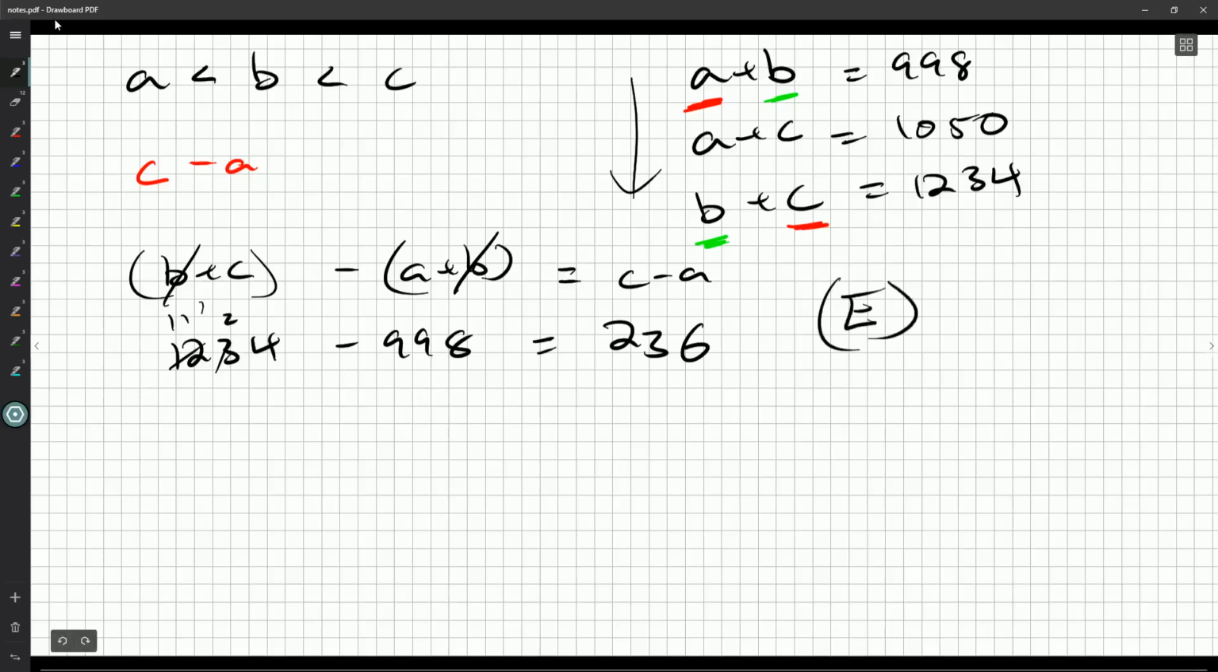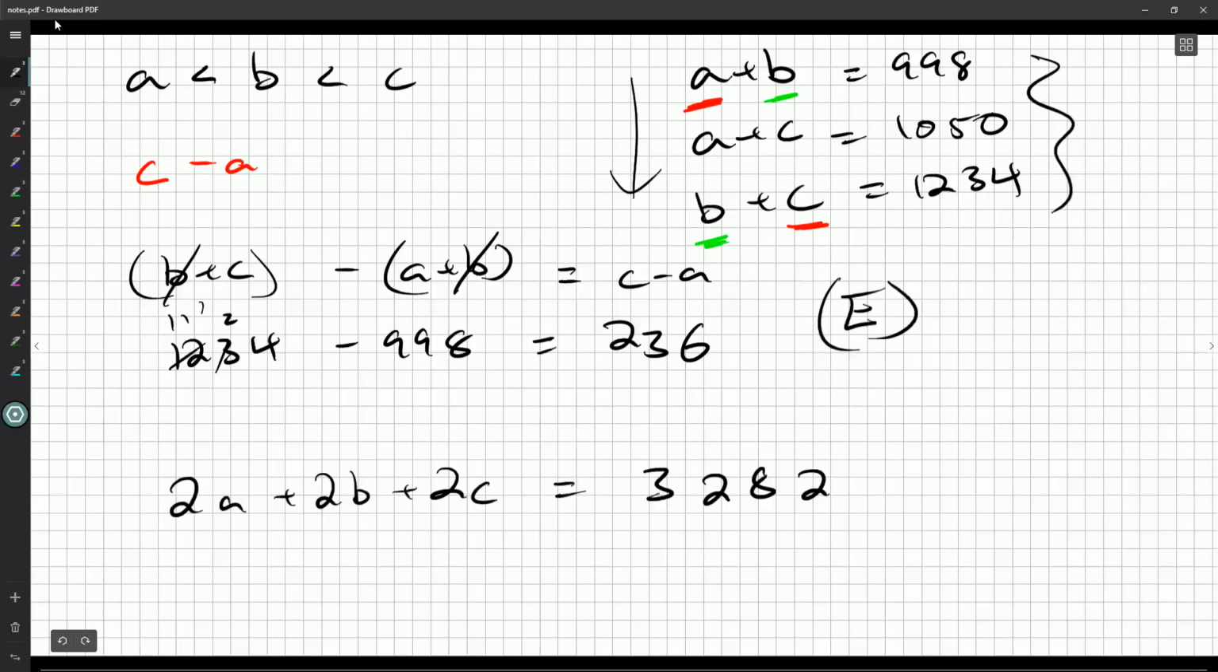Now how do we do that? What we do is we add these three equations. You'll notice that on the left-hand side, you've got 2 A's, 2 B's, and 2 C's. And on the other side, you've got 2, 8, 18, 2, and carry a 1. So you get 3,282. Now if we divide both sides by 2, we'll get 1641.